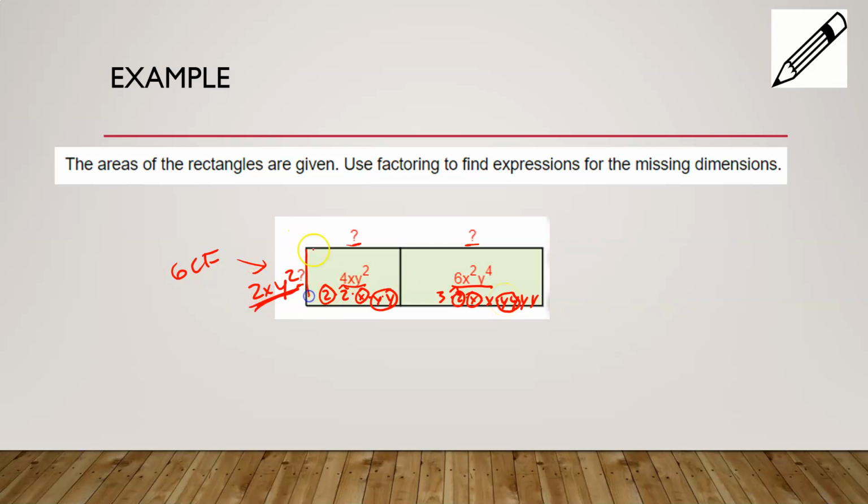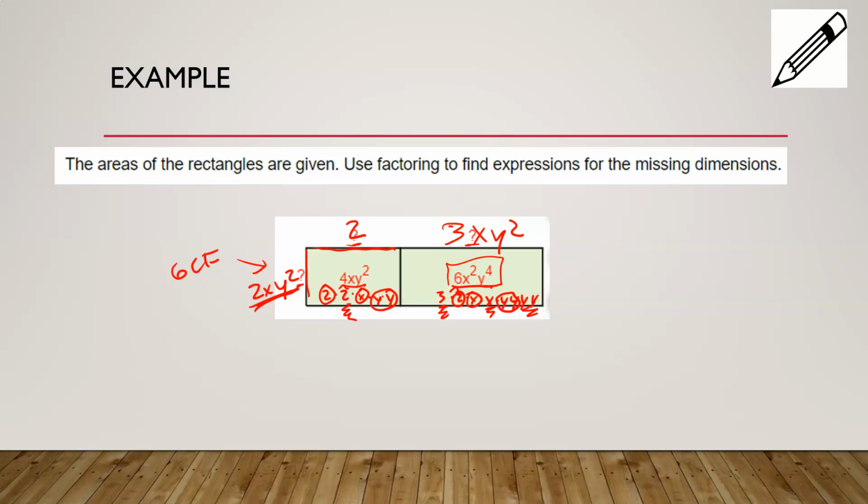Well, since we know that length times width has to equal a box, 2xy squared times what is 4xy squared? Well, it's whatever's left, okay? So that 2 is left, that goes here. 2xy squared times what gives me the 6x squared y to the fourth? What's left? The 3 times x times y squared.